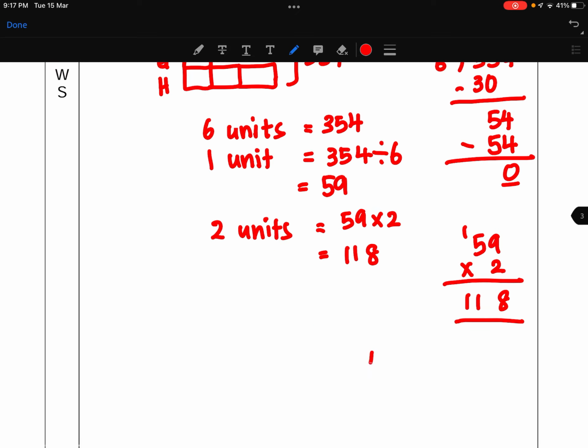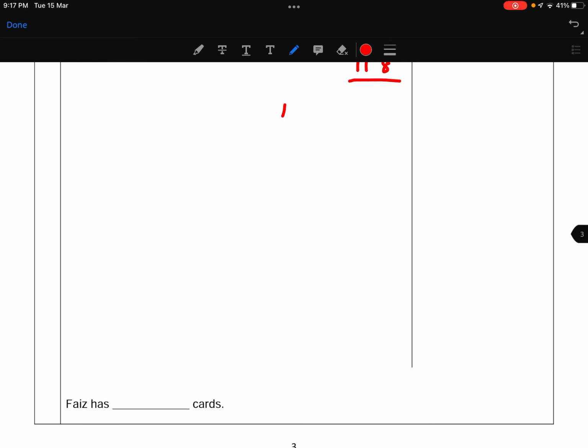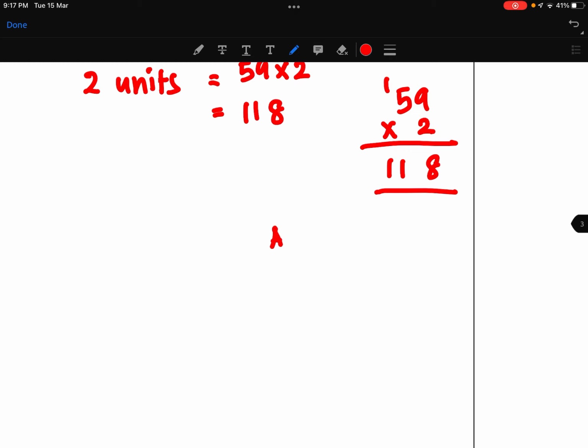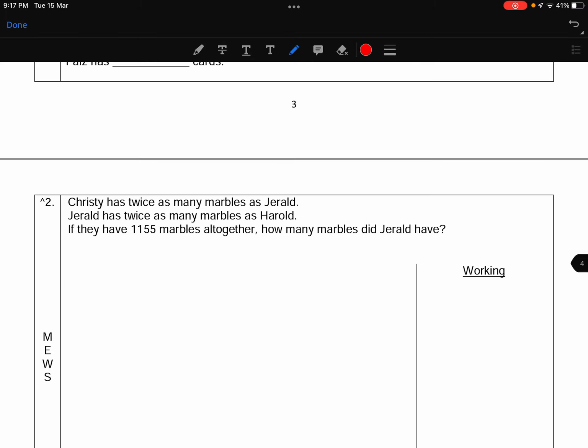So of course, the statement at the bottom they've already given you. You just need to put in 118. But I'm just going to put it over here. The answer is 118. All right, let's go to the next one.